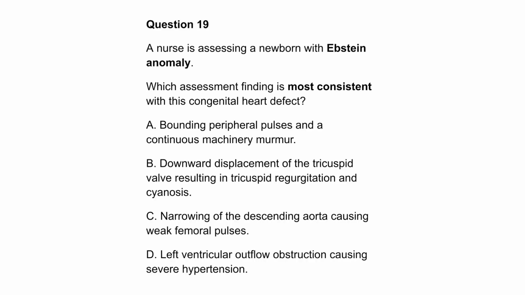Question 19. A nurse is assessing a newborn with Ebstein anomaly. Which assessment finding is most consistent with this congenital heart defect? A. Bounding peripheral pulses and a continuous machinery murmur. B. Downward displacement of the tricuspid valve resulting in tricuspid regurgitation and cyanosis. C. Narrowing of the descending aorta causing weak femoral pulses. D. Left ventricular outflow obstruction causing severe hypertension.